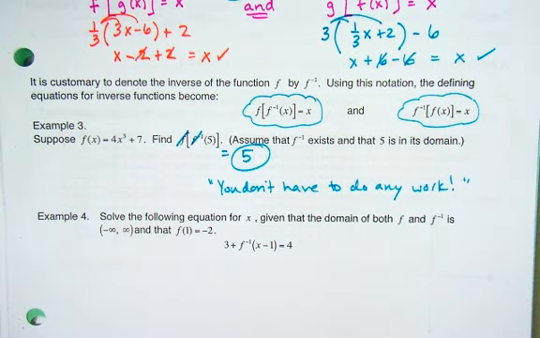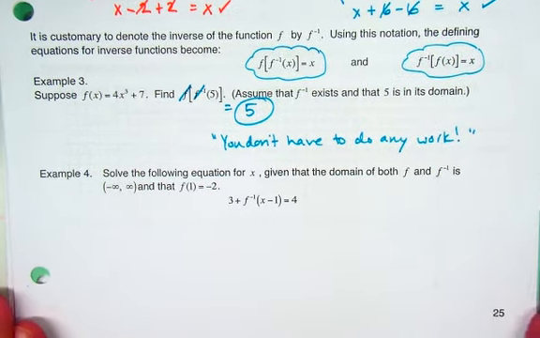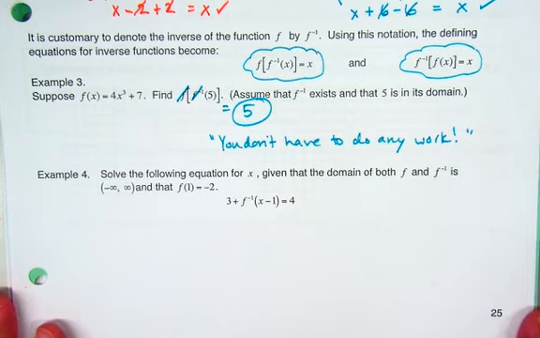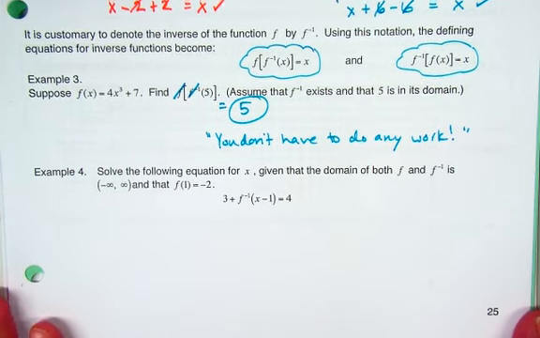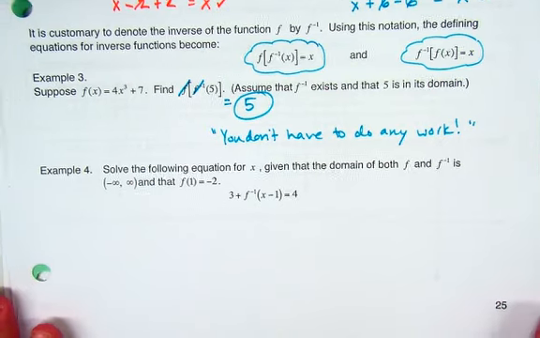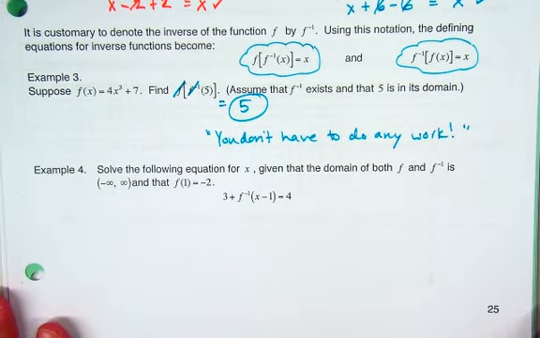This is going to be a little more complicated here. Example 4. Solve the following equation for x, given that the domain of both f and f inverse is all reals, and that f of 1 equals negative 2. Okay, so this one's a little more tricky.